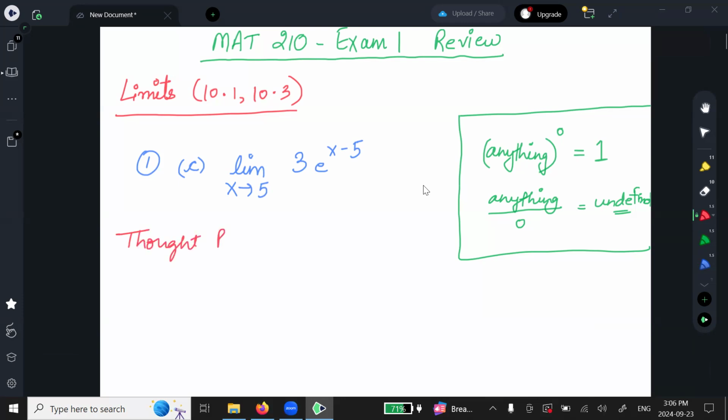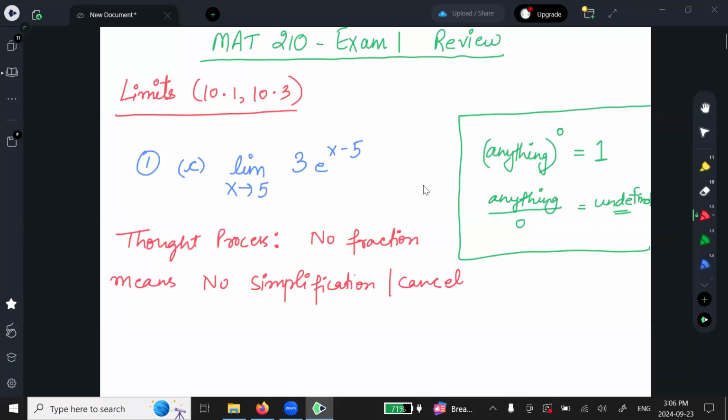Thought process. No fraction means no simplification required. Simplification, in other words, canceling stuff, is not required, okay? So you go ahead and just plug in the numbers, and what is the answer?